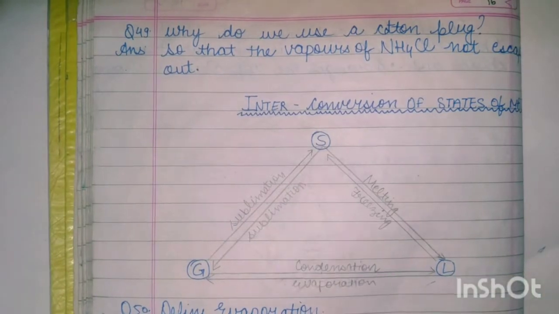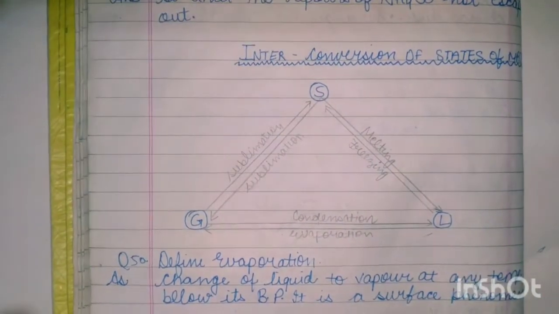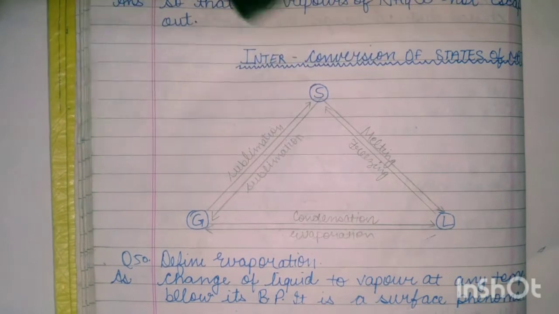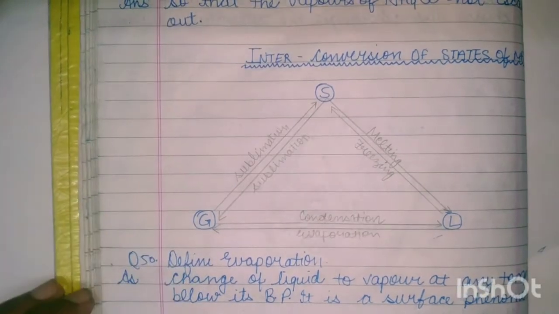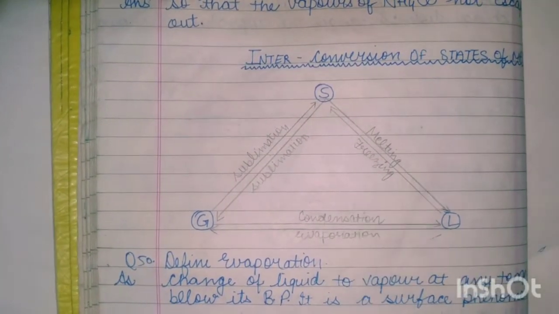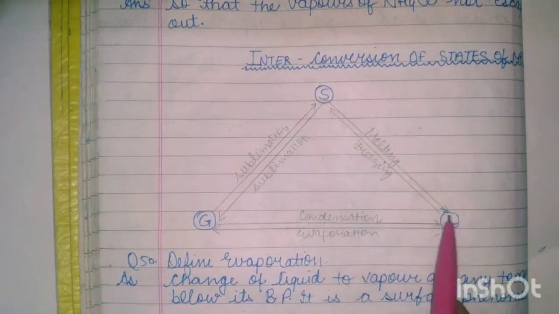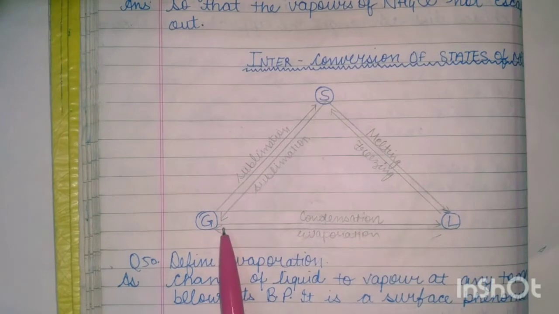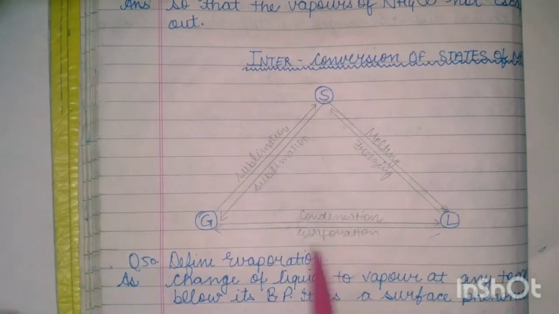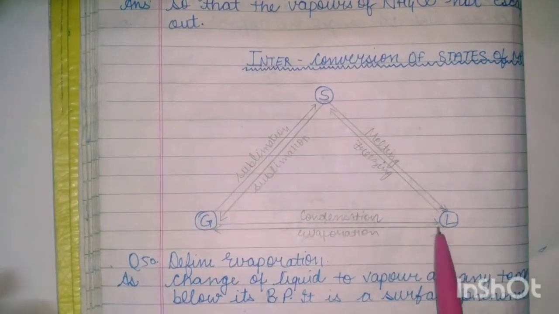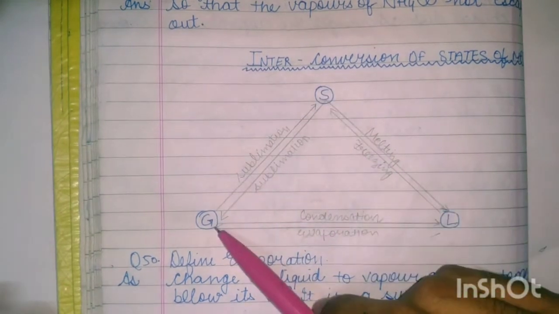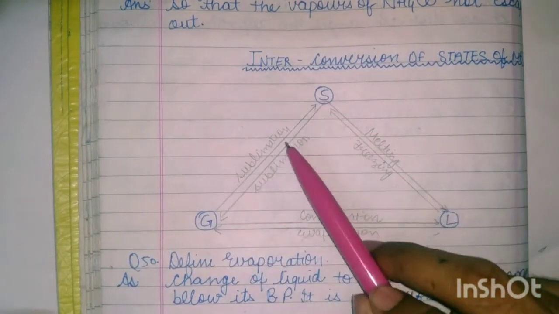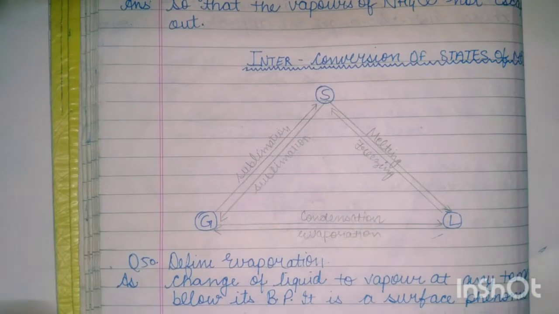This is clear? Interconversion of states of matter. How matter states are converted from one state to another. Solid to liquid by melting, liquid to solid by freezing, liquid to gas by evaporation, gas to liquid by condensation, and solid to gas by sublimation, gas to solid by sublimation, that we have studied in sublimation.